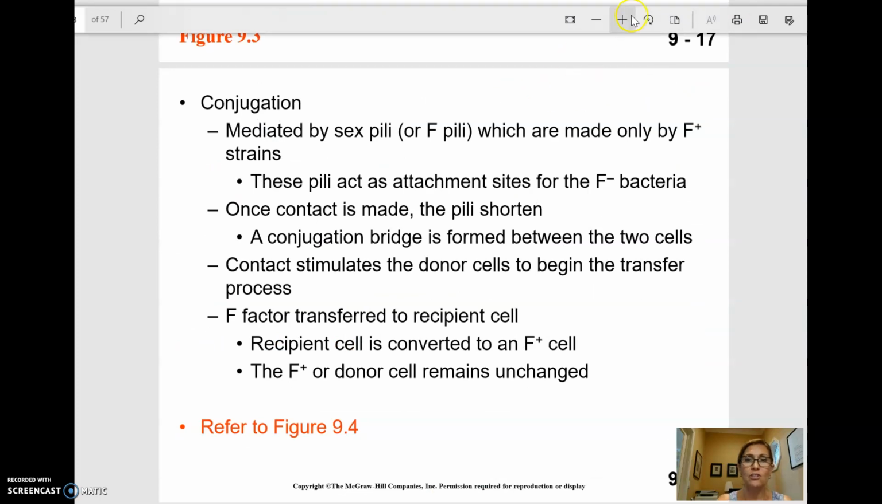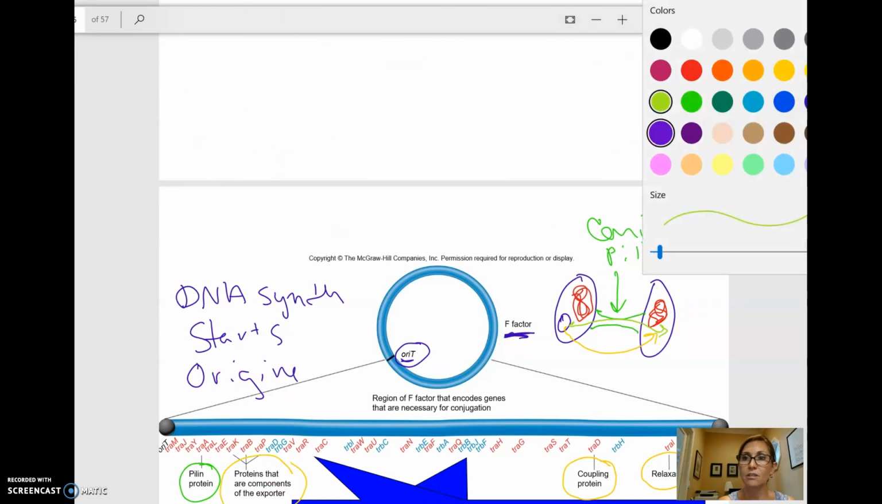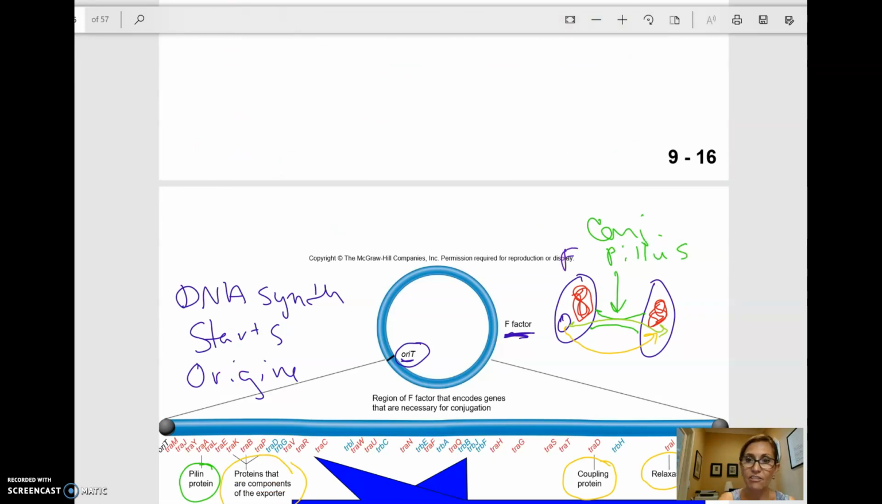All right, so conjugation occurs when the sex pilus, or they also call it the F pili. Again, this isn't sex. It's only made by F plus strains of cells, okay? And it makes the pilus, or the tunnel through which the DNA travels from F plus to F minus. So if we come back here and we label our cells, this would be F plus, and this would be F minus.